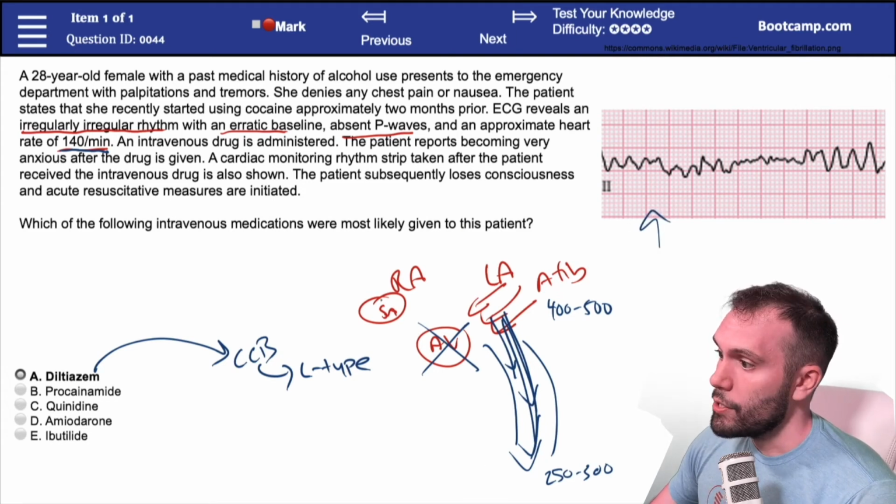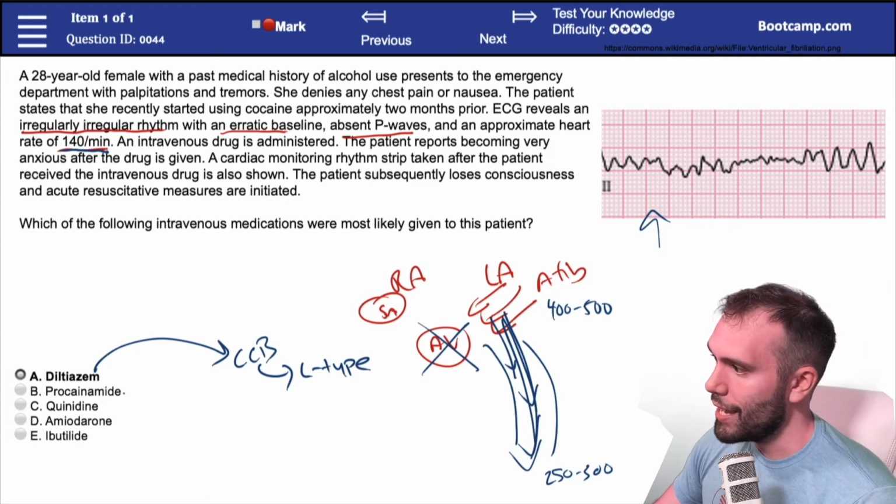In these situations, normally what you would do if you know the patient has WPW and they have AFib, you would want to think about something like a class 1A. Procainamide is really good at this. Quinidine also is a good option.